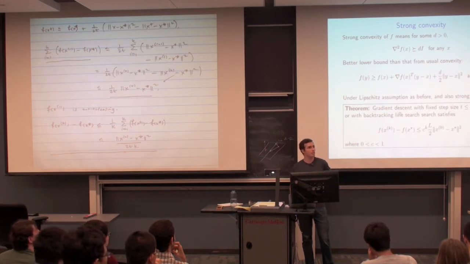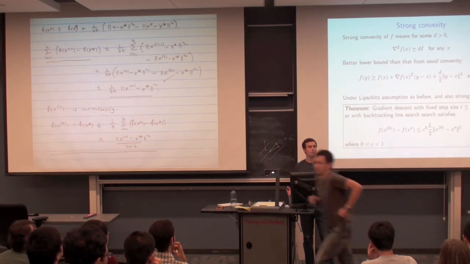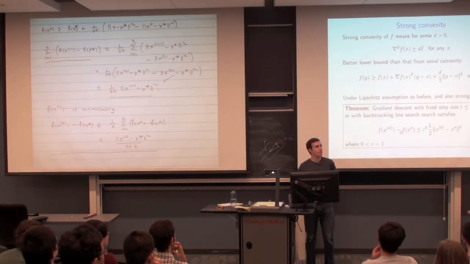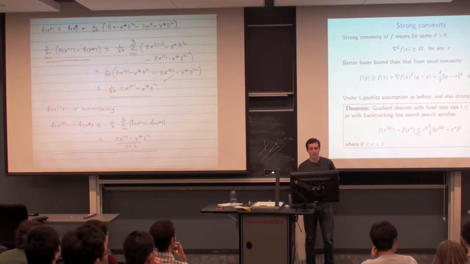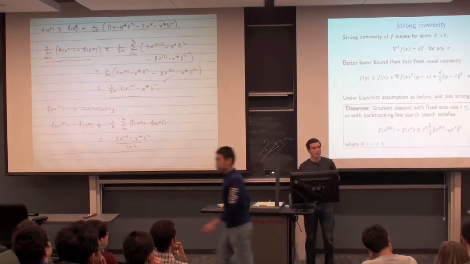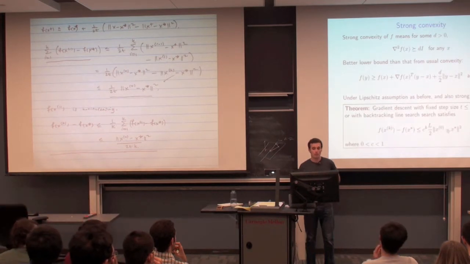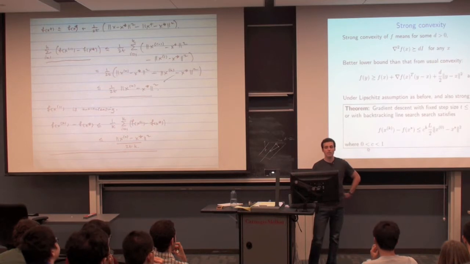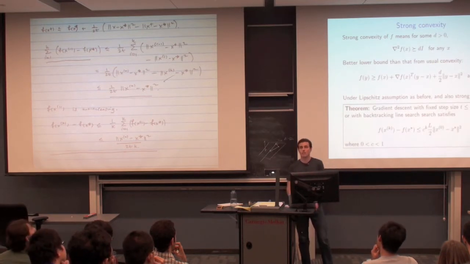So under the assumption that it's strongly convex and Lipschitz, then we have a theorem. And it says that gradient descent is awesome. It does way better than 1 over k. It actually does exponentially well in k. So f of x_k minus f of x star is less than or equal to c to the power of k times a term that depends on where we started, where c is some constant less than 1. Okay, so the rate here is actually exponential in k.